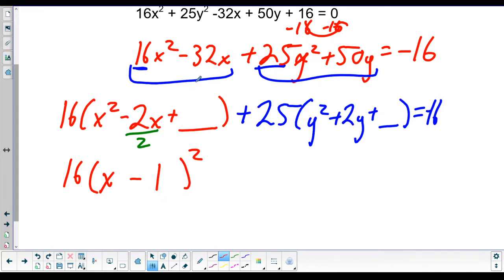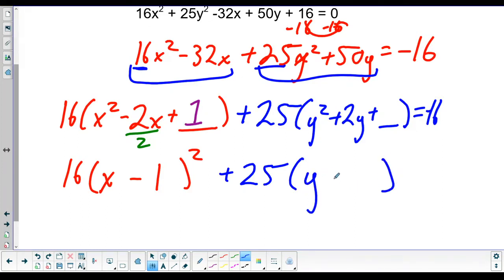Perfect. Now to get the number that goes in here, we have to square this number. So negative 1 squared is positive 1. Let me put that in purple. Plus 1. Perfect. Let's come look at the blue part. So I'm going to bring down my plus 25. Great. Now, here, same process.